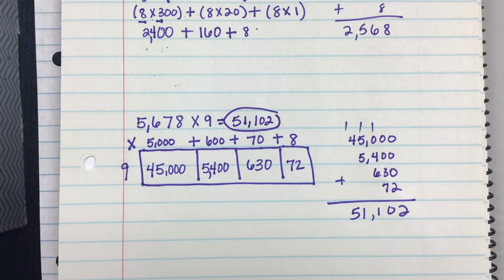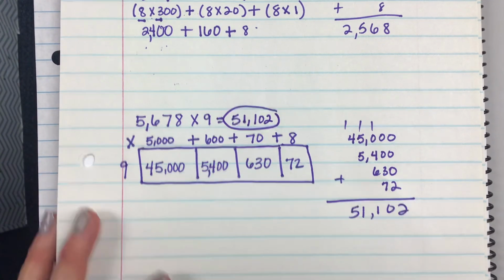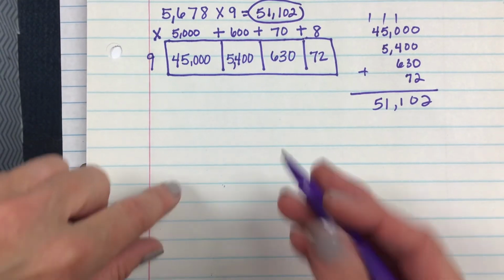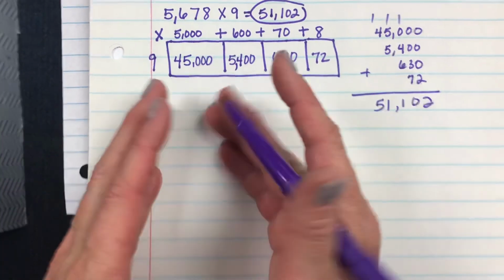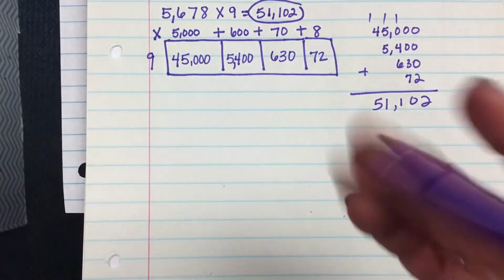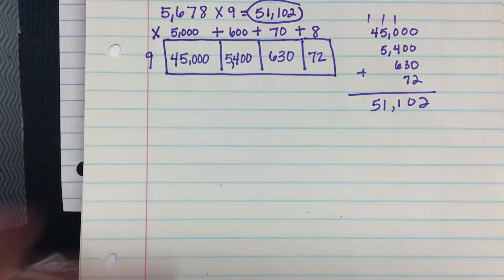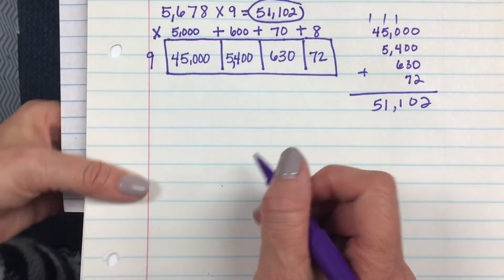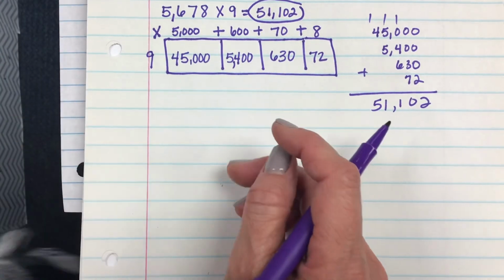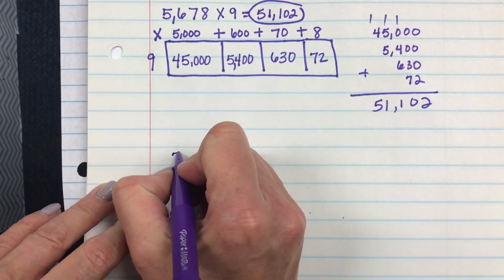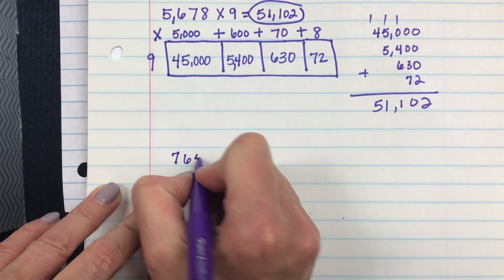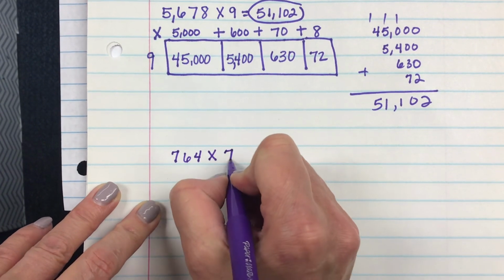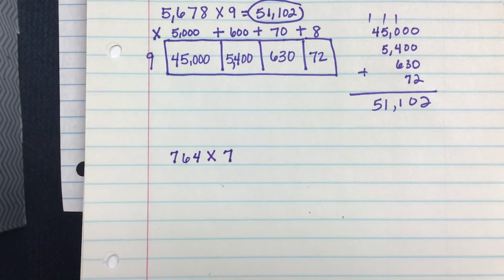Okay? So there's 2 strategies. I'm going to give you one. If you're watching, I'm going to have some kids watch this during RTI tomorrow. Some are watching from home. Or if you're in class with me live now, I'm going to give you a very challenging one, and you can choose your strategy. I'm going to do 764 times 7. Choose your strategy.